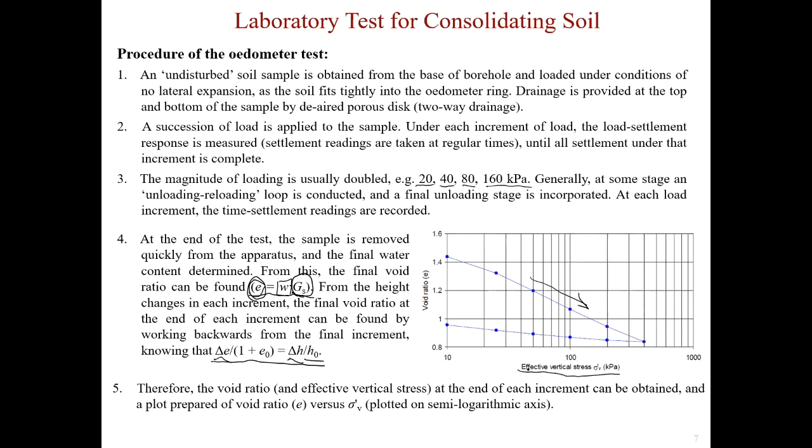So the horizontal axis of this chart is always in the logarithmic scale, and the vertical axis, the void ratio, is always the normal linear scale. A typical profile is shown in this figure, and we have the curve for loading here. The void ratio decreases, and that indicates the settlement of the soil. And this is the curve for unloading. We can see the void ratio increases with unloading, and it's an indication of the rebound of the soil.